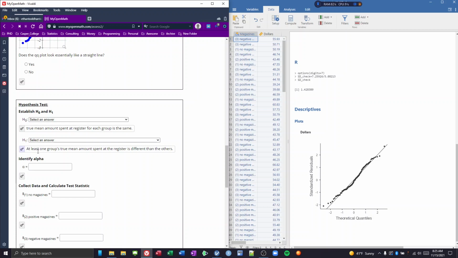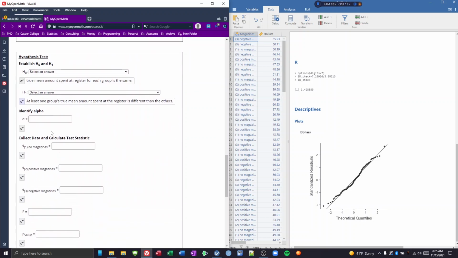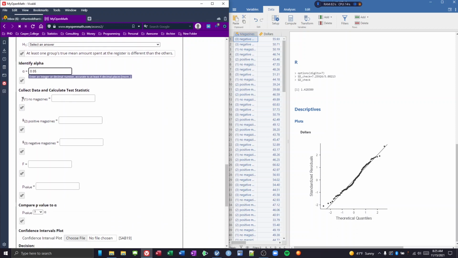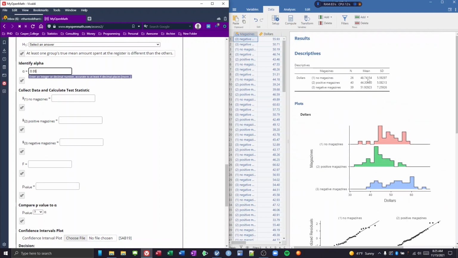Okay, now we need to identify our alpha, and we always look back up in the problem, and we see that we're testing at the alpha level of 0.05. That gives us our alpha level, 0.05. Now we're looking at collecting data. So we're looking at x bar of 1, x bar of 2, and x bar of 3, the sample means. We actually already grabbed that. We can go back up to our descriptives, and we can see that the mean for group 1 is 48.74, the mean for group 2 is 44.3, and the mean for group 3 is 51.929.